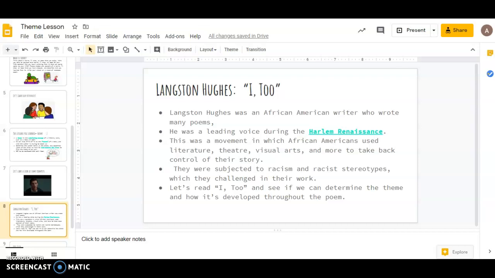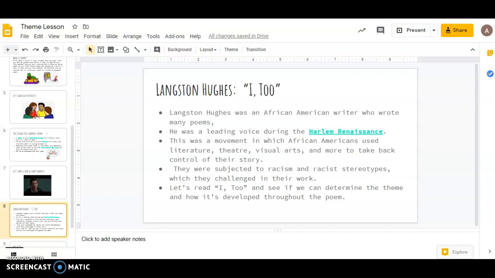He was a writer, he wrote many poems, and, like I said, he was a leading voice during the Harlem Renaissance. So he's very important. And I would explain the Harlem Renaissance was a movement in which African Americans used literature, such as Langston Hughes' poems, theater, visual arts, and more to take back control of their story because they were subjected to racism and racist stereotypes, and they wanted to challenge that in their work. And they wanted to tell their story in their own way, tell it themselves instead of people telling it for them.